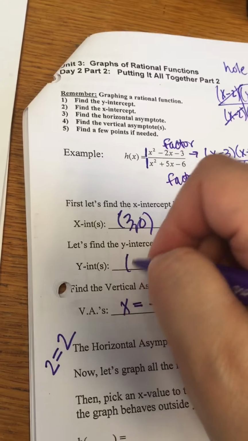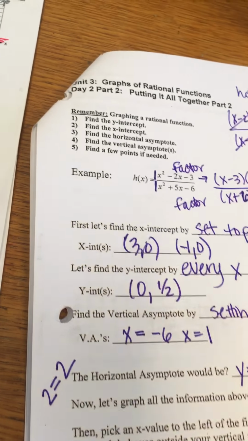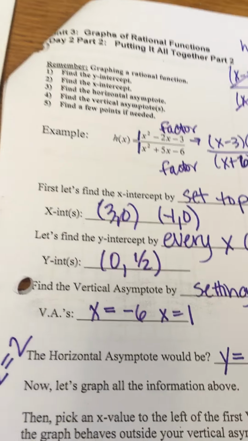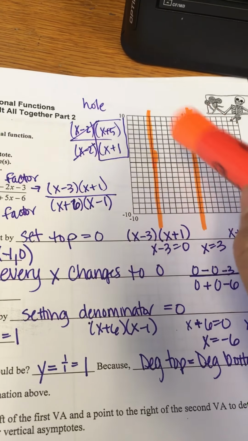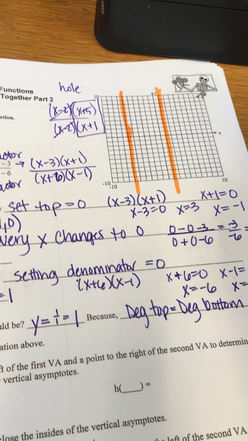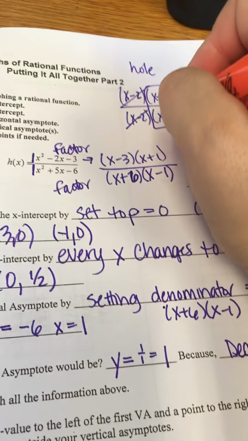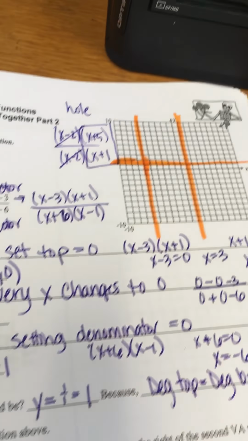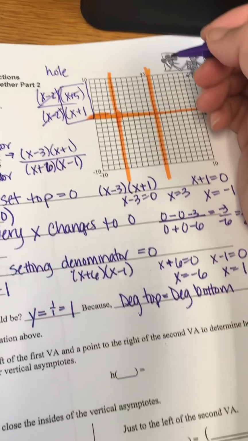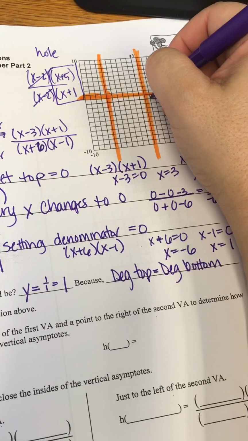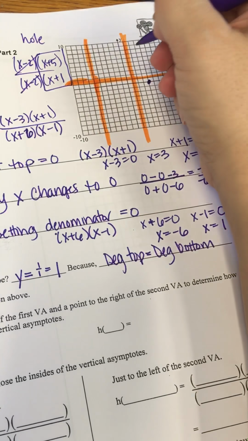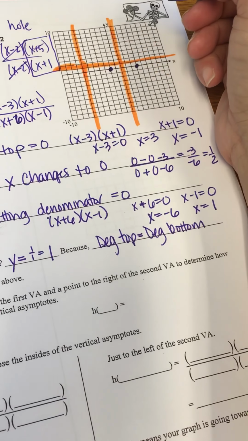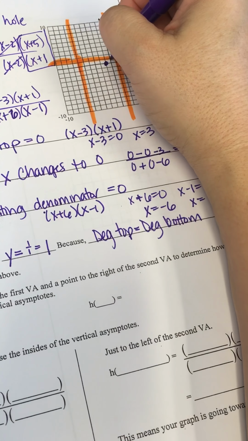All right, so for the y-intercept, it's 0 and then 1/2. So on my graph so far, I have two vertical asymptotes. I have a horizontal asymptote at y equals 1. I have x-intercepts on the x-axis at 1, 2, 3, and then negative 1. And then I have a y-intercept at 0 and 1/2.